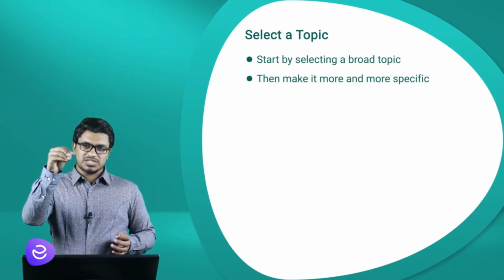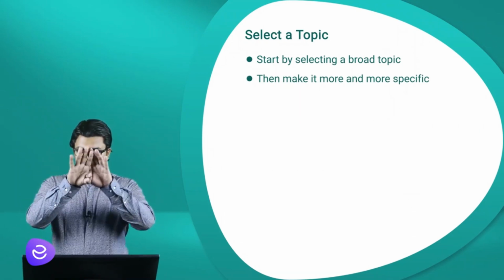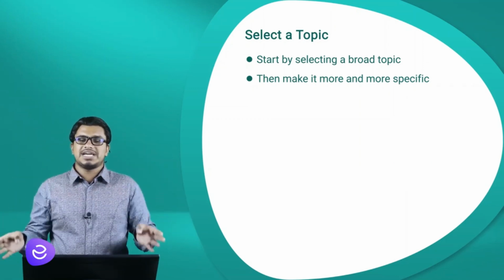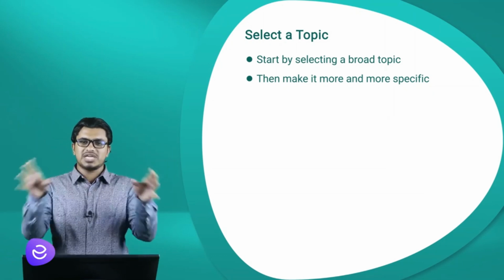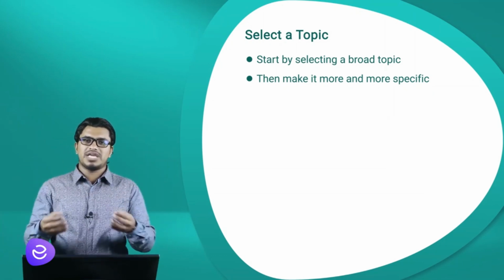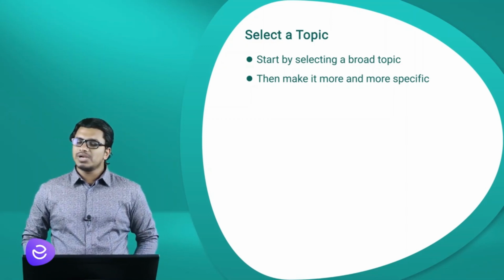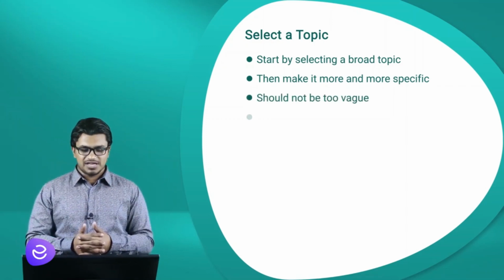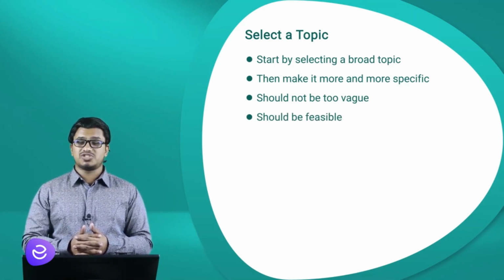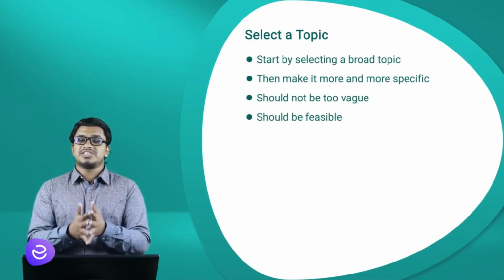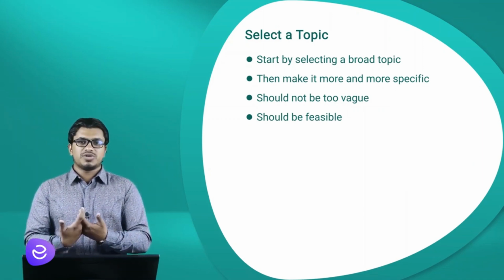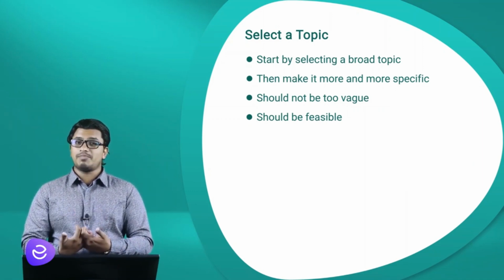Don't try to start from a specific topic. Try the deductive approach: you start with a broad area and try to make it more and more specific. Now the topic should not be too vague. The topic should be feasible. It should be feasible for the researcher as well as the supervisor or the guide, or anyone who it is. So it should be very feasible and possible.